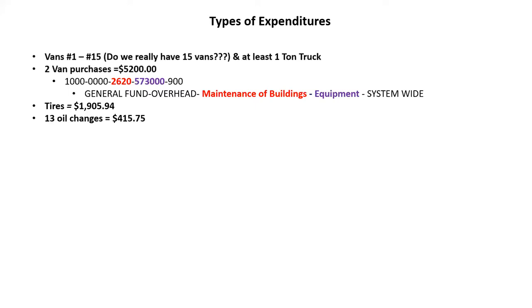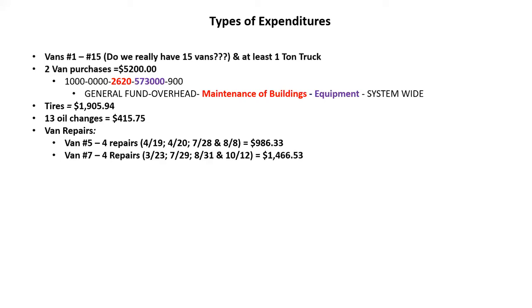13 oil changes. Once again, some of these weren't actually assigned to a van, but they may be changing the oil in the buildings. I'm not sure, but we'll just assume they were all for vans. When you look at van repairs, it gets really interesting because when you think about it, these vans seem to break down quite a bit. You can see van number 5 got fixed on April 19th and again on April 20th. Actually, we got the part on the 19th, and then we took it someplace to get fixed. So $986. When you look at van number 7, 4 repairs spread out through the 8 months for a little over $1,400. Van number 8, 3 repairs, just over $2,200.